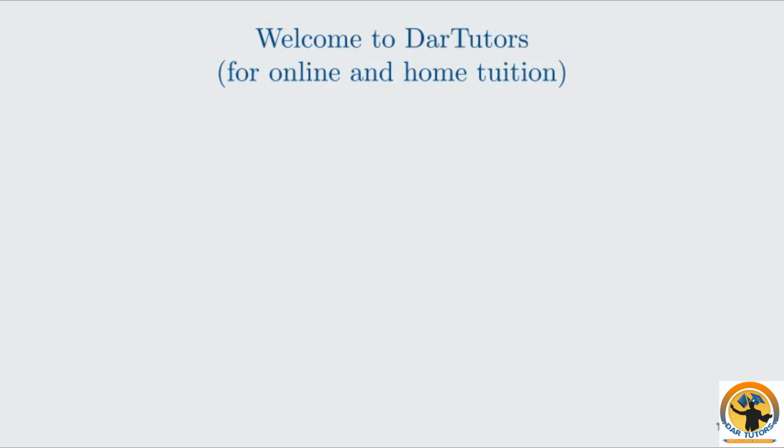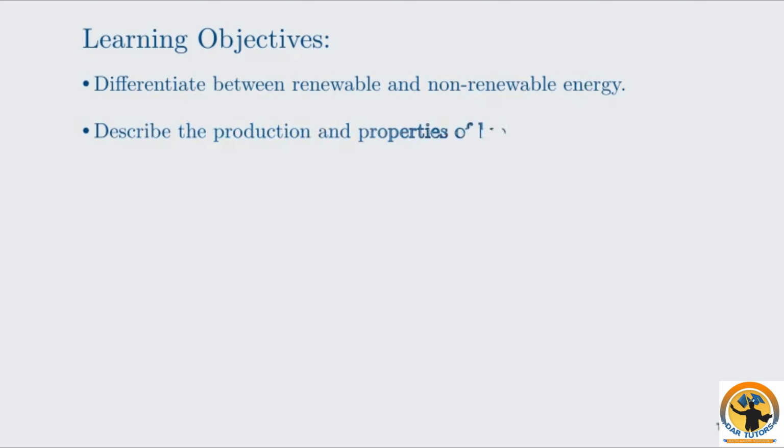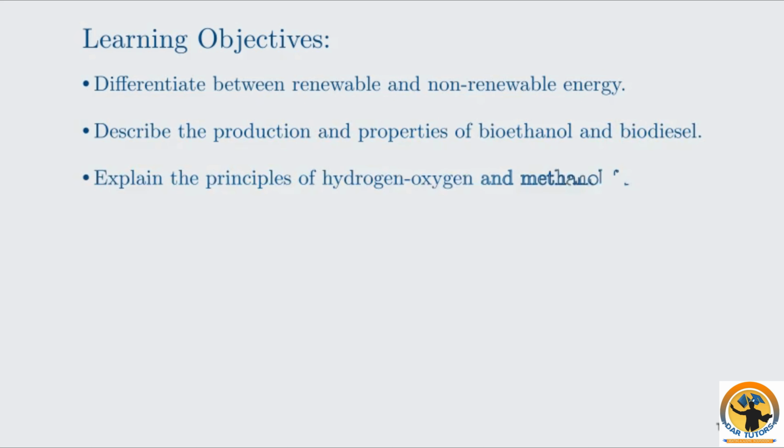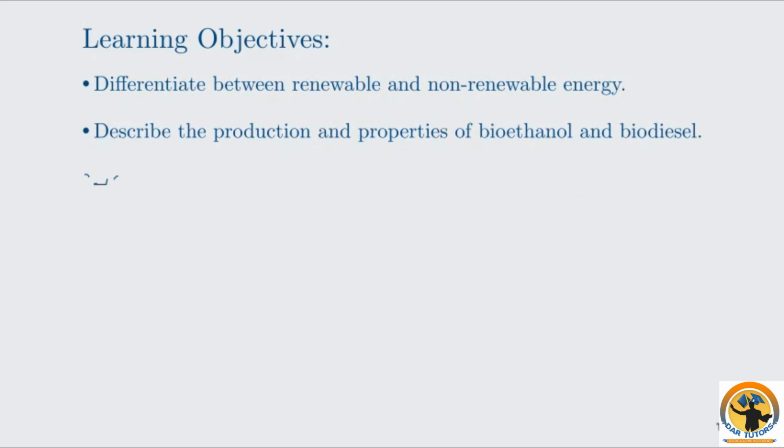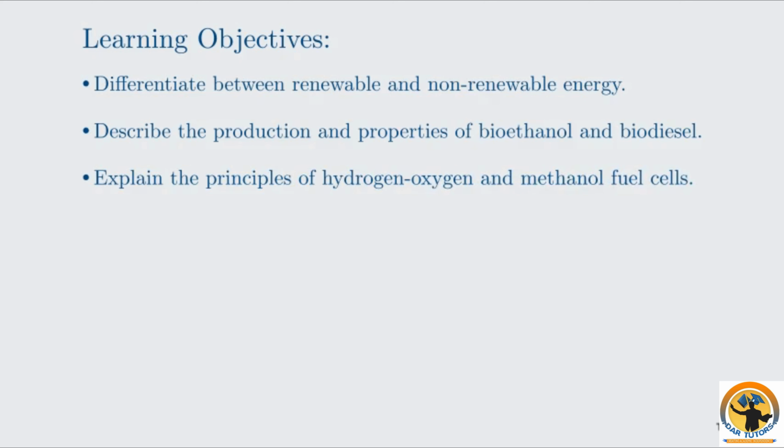Today, we're going to explore the critical topic of renewable energy sources, a key component of the IB Chemistry higher level curriculum. We will be specifically focusing on biofuels, including ethanol and biodiesel, and then delve into fuel cells, which convert chemical energy directly into electricity. By the end of this session, you will be able to distinguish between renewable and non-renewable energy, describe the production and properties of biofuels, and understand the electrochemistry of hydrogen and methanol fuel cells.